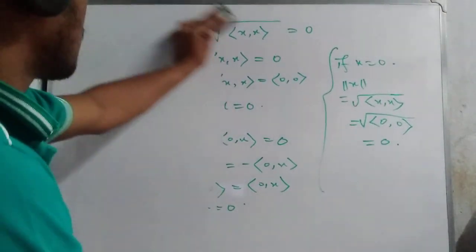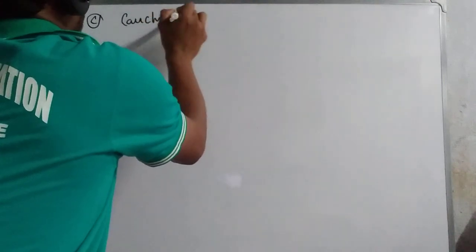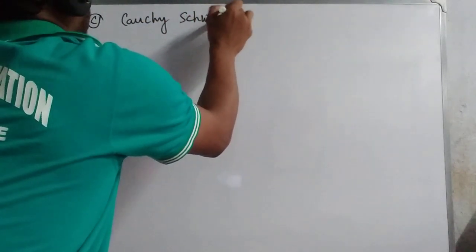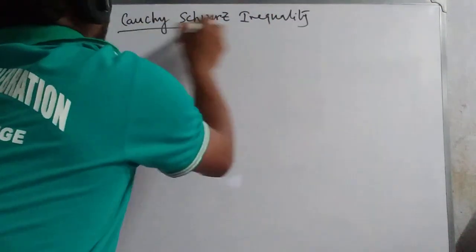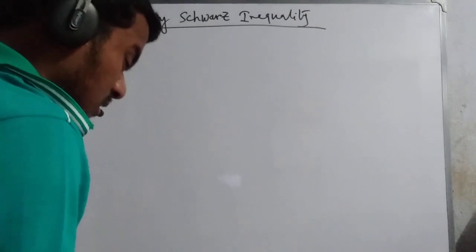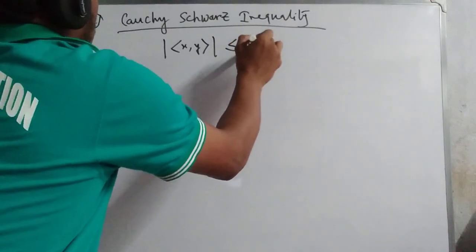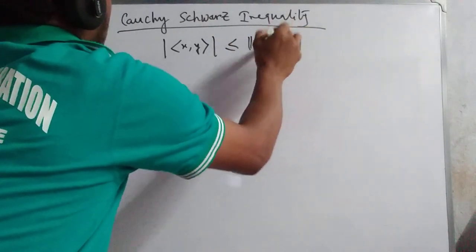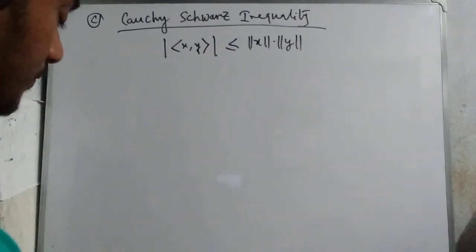Now we're going to discuss the Cauchy Schwarz inequality. We erase that portion and go on to further discussion. Now we write here Cauchy Schwarz inequality. Understood? We have to prove this: the modulus of the inner product of x and y is less than or equal to norm of x times norm of y. Then what do we do here?